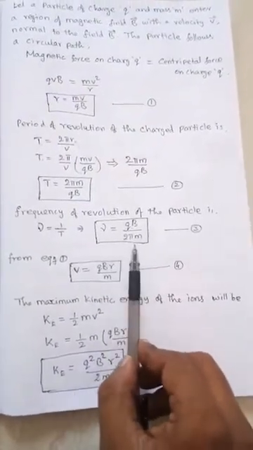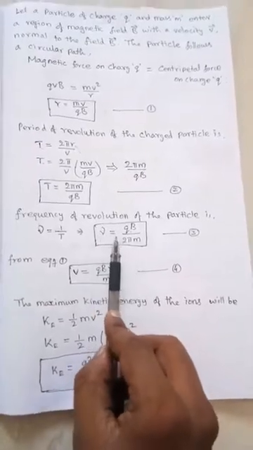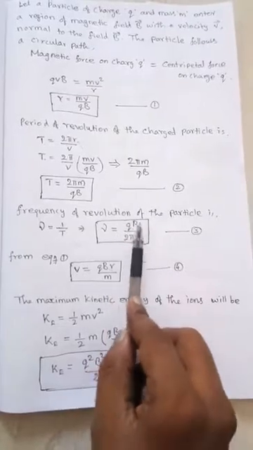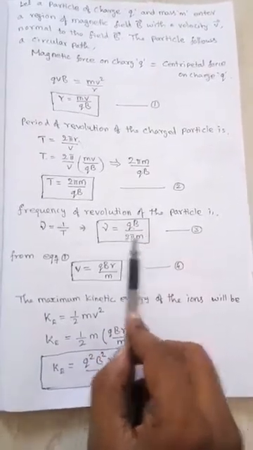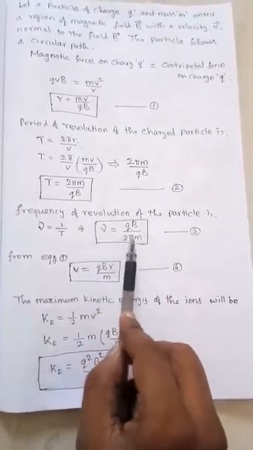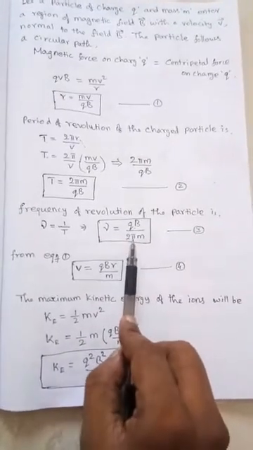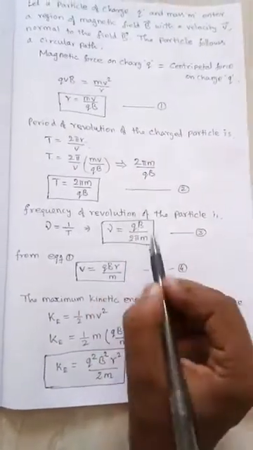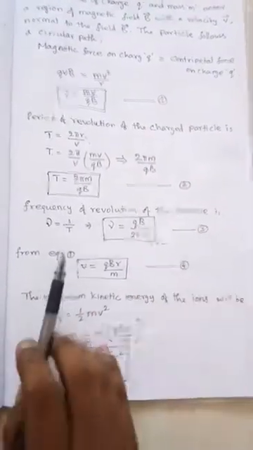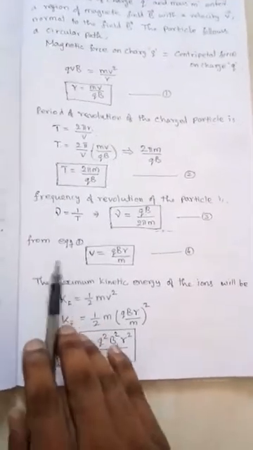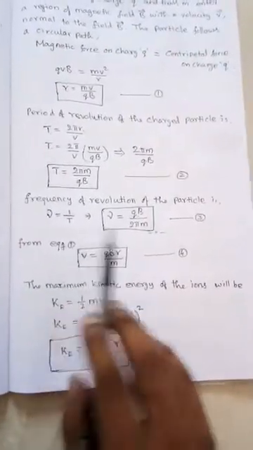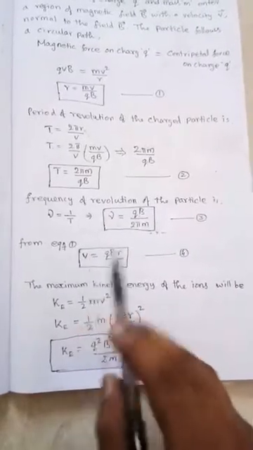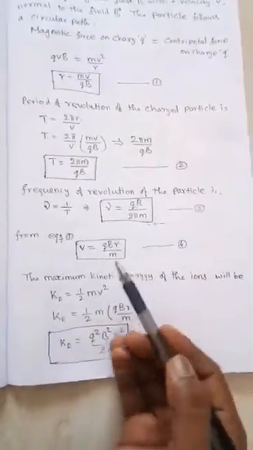Here is one important concept: the frequency does not depend on the radius of the particle, because there is no r in that formula. It means the frequency is independent of the radius of the path. Now you can easily calculate the kinetic energy also, because if you increase the frequency, the particle moves at very high speed, with high maximum kinetic energy.